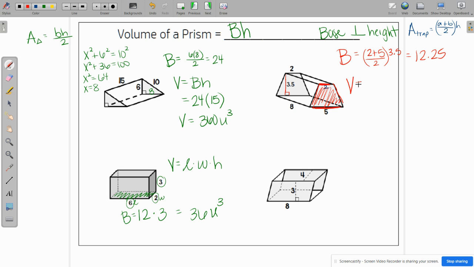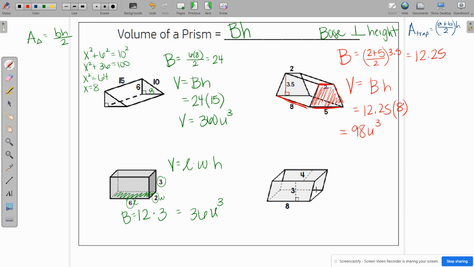Now if we want the volume, we have to take the area of the base times the height of the prism. So we take 12.25 and multiply by our height, which is given by this unit right here, 8 units long, because that side is what's perpendicular to the base of the prism. So 12.25 times 8 gives us 98 cubic units.